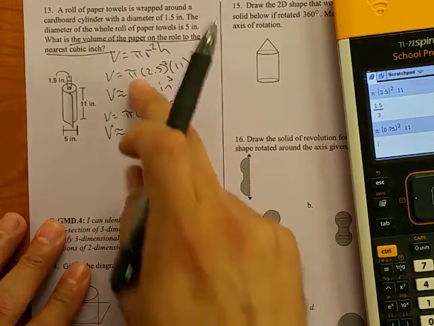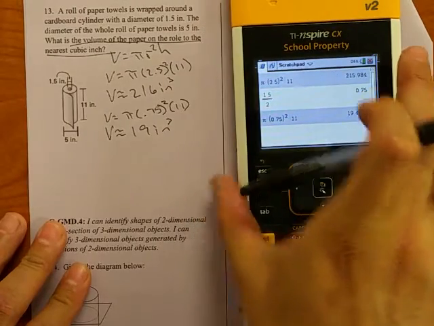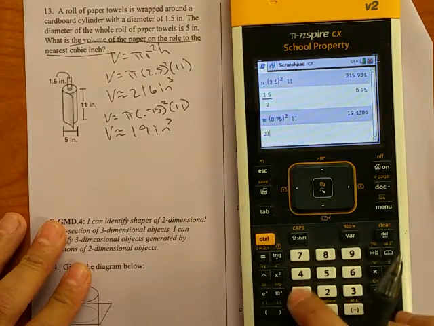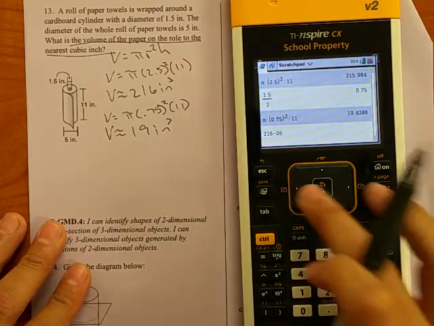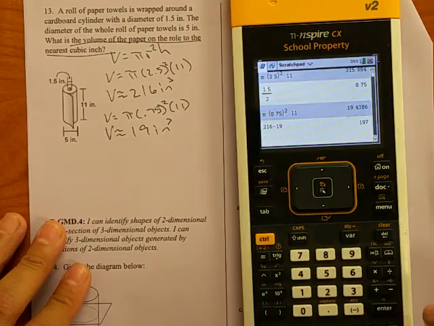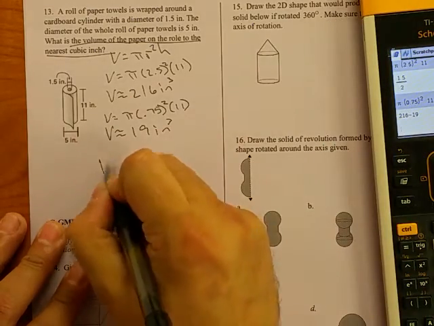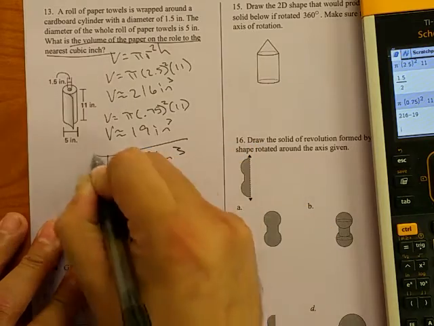Now I'm going to take those and subtract, because the hole is actually not part of the thing. So it's going to be 216 minus 19, and that's 197. So the volume is 197 inches cubed.